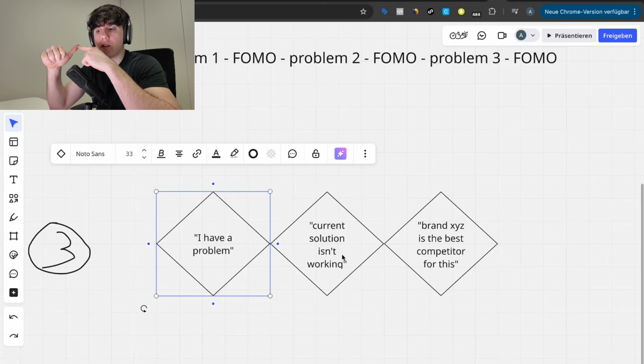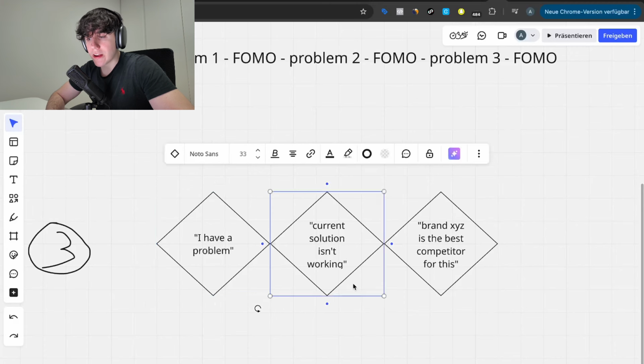The first one is, I have a problem. The second one is, my current solution isn't working. And the third one is, okay, this brand is actually the best competitor for this. These are the 3 beliefs. Now, I want to show you guys something.